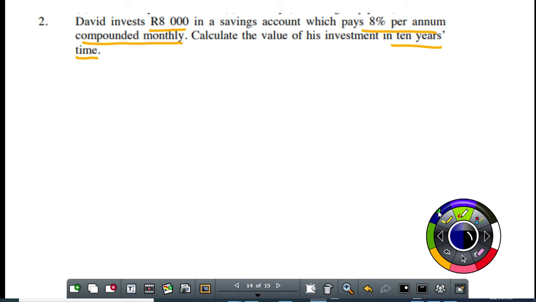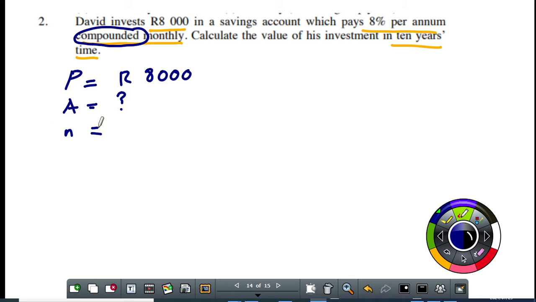Alright, so first thing here, because of this word compound, we are going to use the compound interest formula. That word compounded is a clue that we're supposed to use the compound interest formula. Right? So our P is 8,000 rand. Our A is unknown, that's the one we're going to calculate.